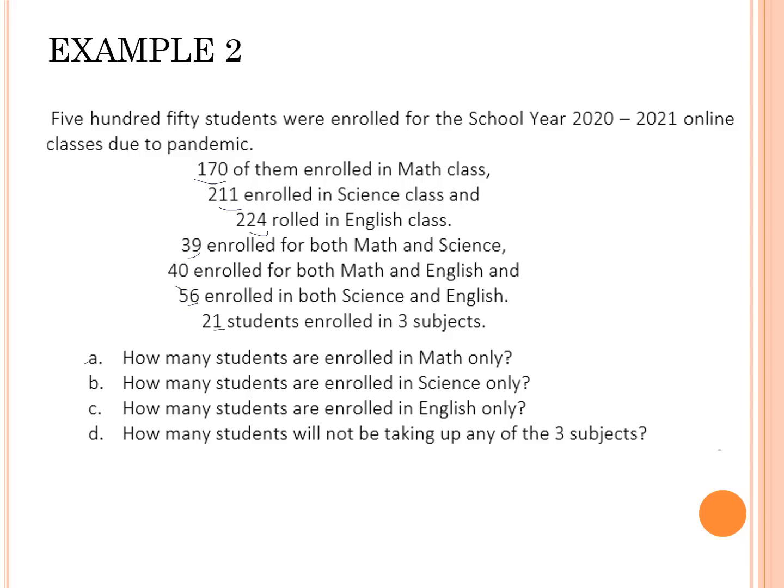Here are the questions that we will answer. How many students are enrolled in math only? How many students are enrolled in science only? How about for English only? And for the last question, how many students will not be taking up any of the 3 subjects?